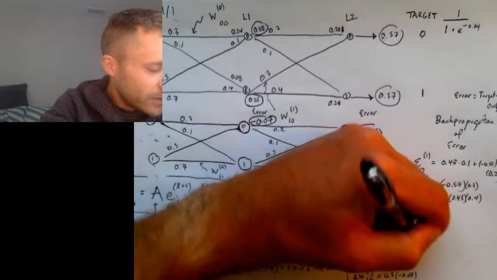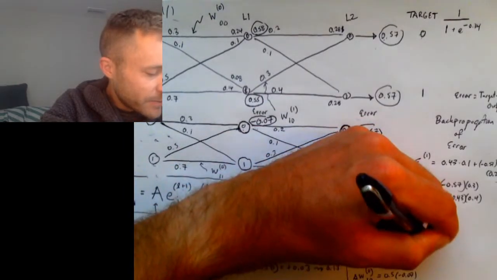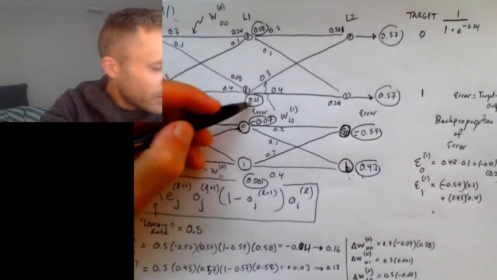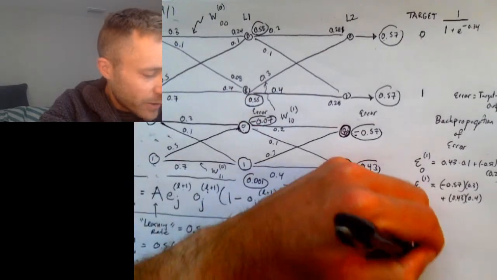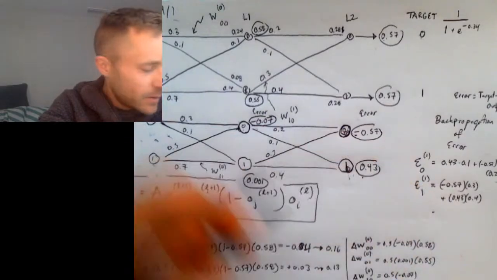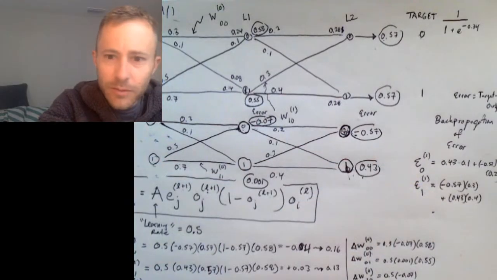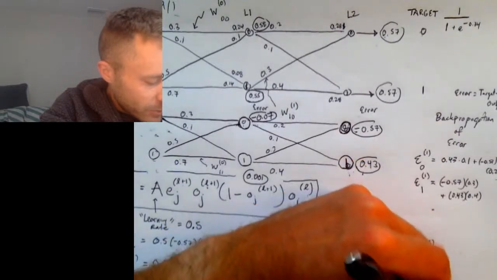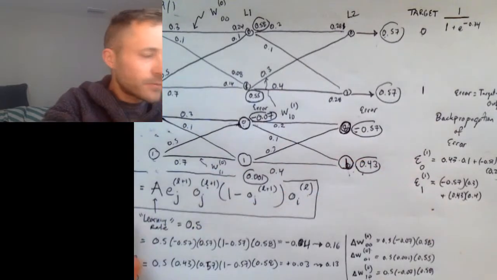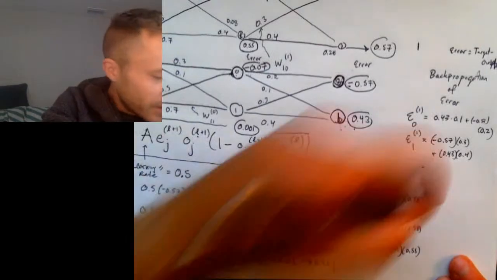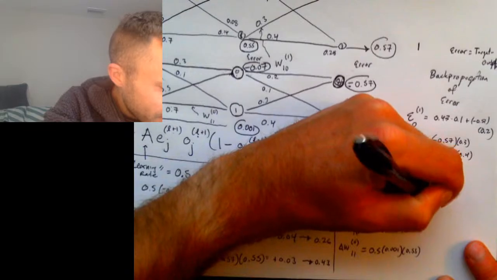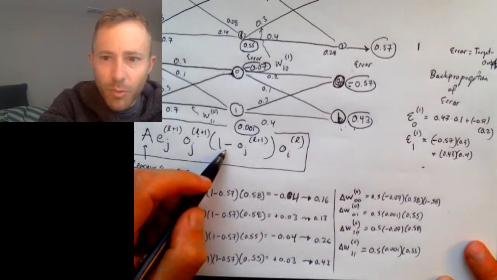So I have 0.58, and then this one would be 0.55. Here I have 0.58, 0.55. Okay, and then I have times 1 minus that, right? Times 1 minus that.